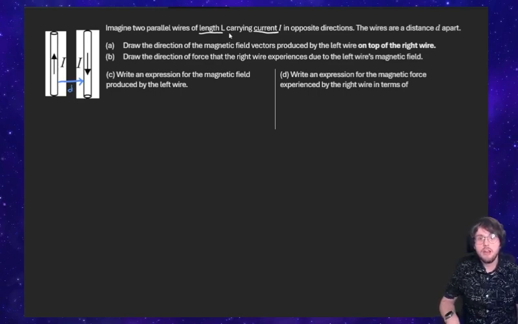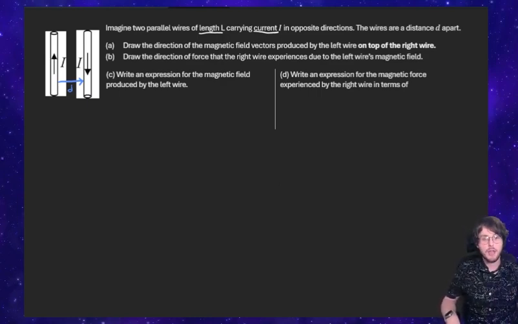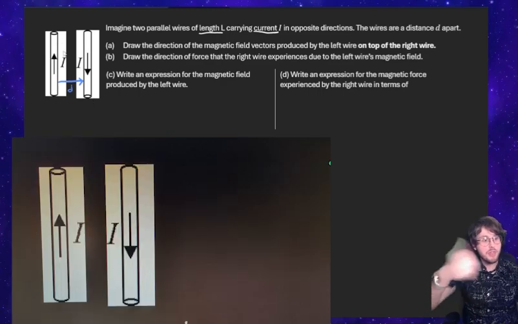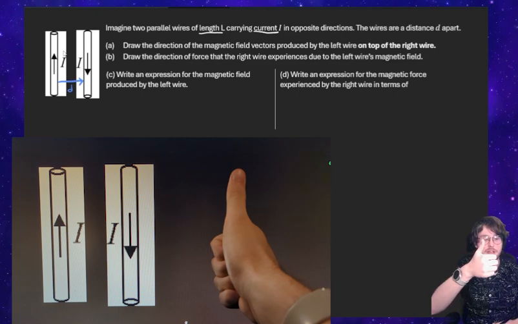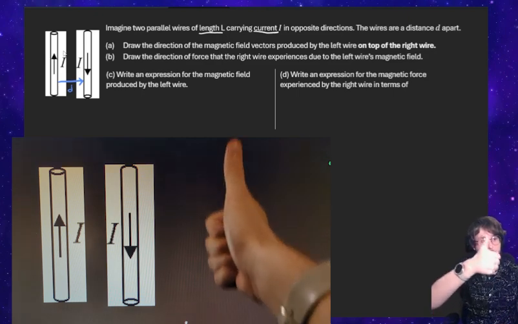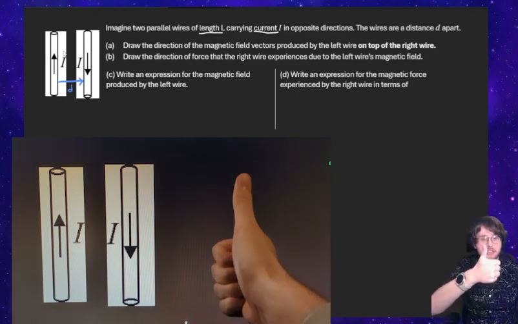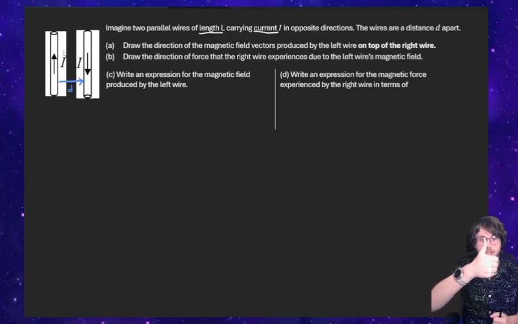Now in part A, our goal is simply to draw the direction of the magnetic field vectors produced by the left wire on top of the right wire. So technically, even though we don't really need to draw the magnetic field vectors anywhere else, it's still helpful to think about what's going on all the way around the wire. Our first task here is to put a thumbs up and establish the direction of the magnetic field due to the left wire. So in this case, the thumb is pointing up, and that's exactly where it needs to be, since the current is already traveling upwards.